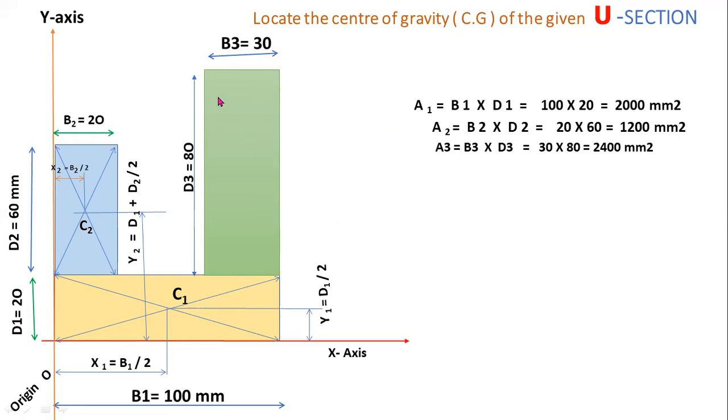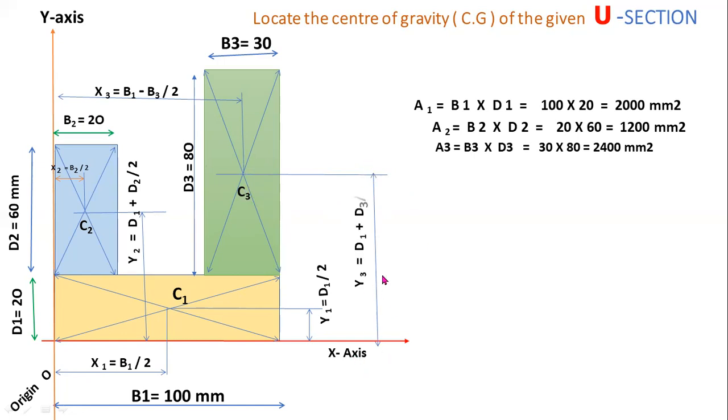Now I am drawing the diagonal lines for this third section for locating the centroid of this section. Let C3 be the centroid of a third rectangle. X3 is the distance of centroid C3 from y-axis. Now Y3 is the distance of centroid C3 from x-axis. That value equal to the depth of a bottom rectangle plus half of the depth of a third rectangle.